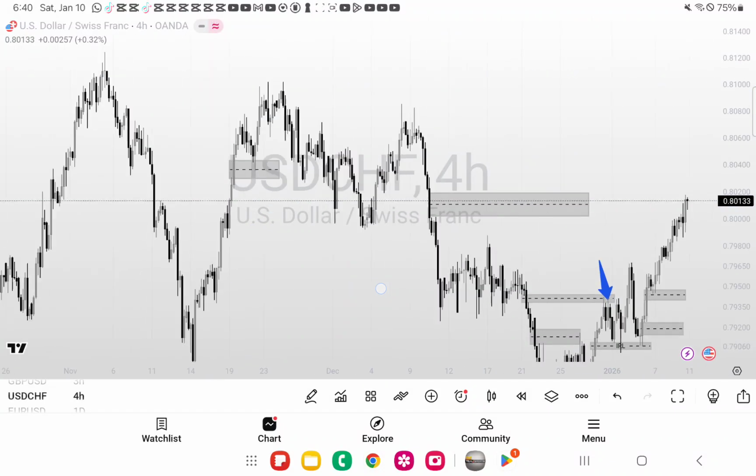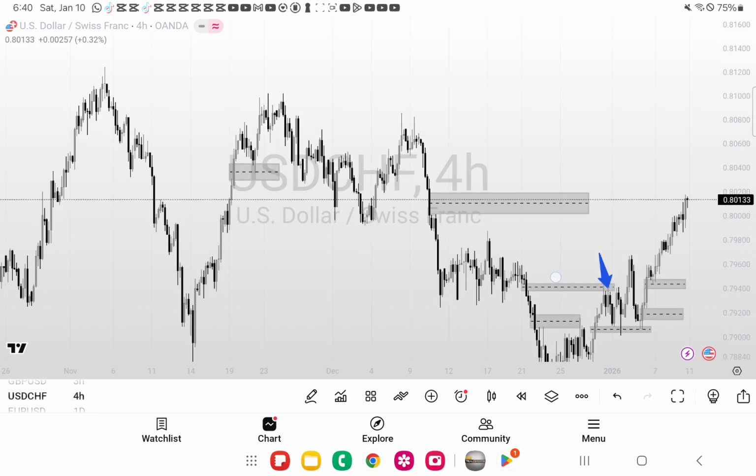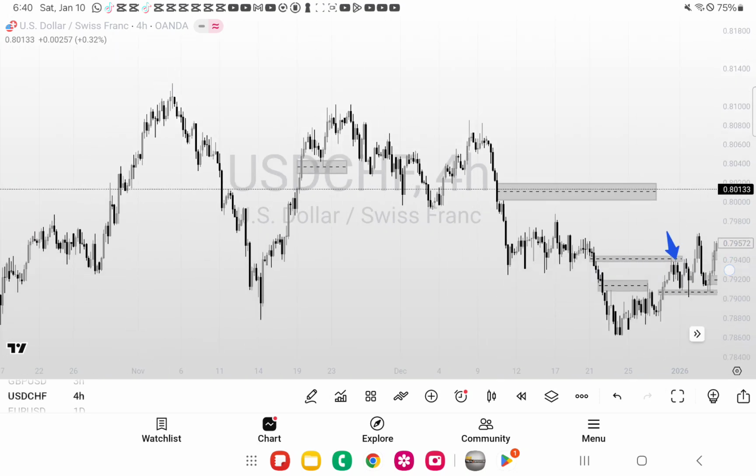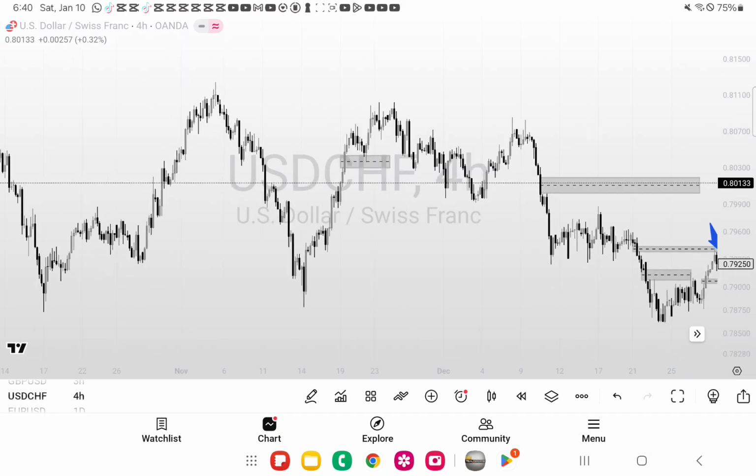So that's how to identify fair value gap. Once you see a fair value gap in the market and price come back to retest on that fair value gap, pay close attention to see how price will react from that fair value gap. Once you see a reversal pattern from there, you can take your trade from there.